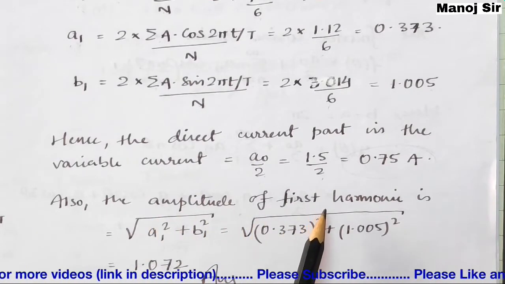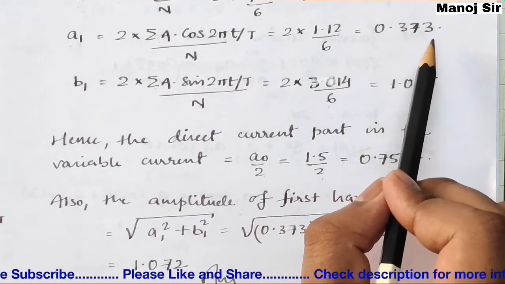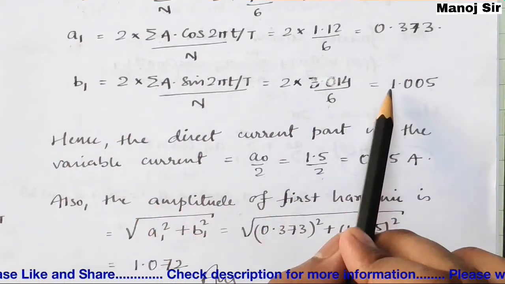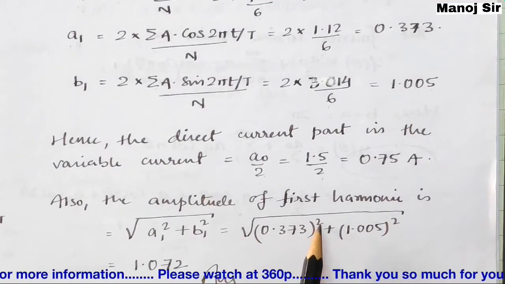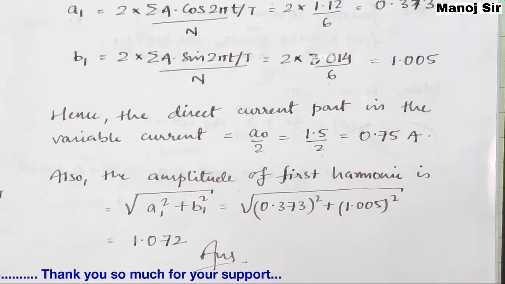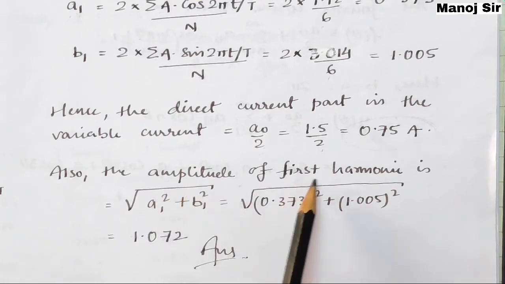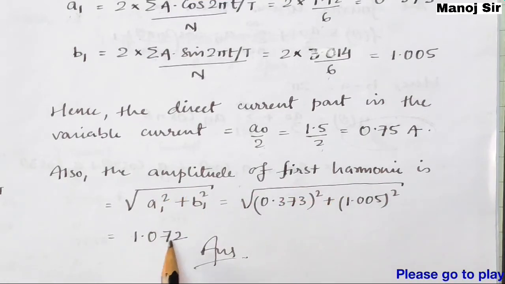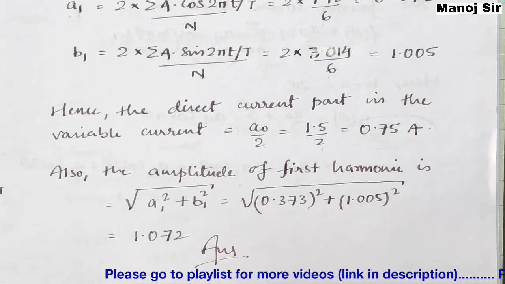Here a1 is 0.373 and b1 is 1.005. So root of 0.373 whole square plus 1.005 whole square, and you will get the value of the amplitude of the first harmonic, that is 1.072, and this is my final answer. Thank you so much.